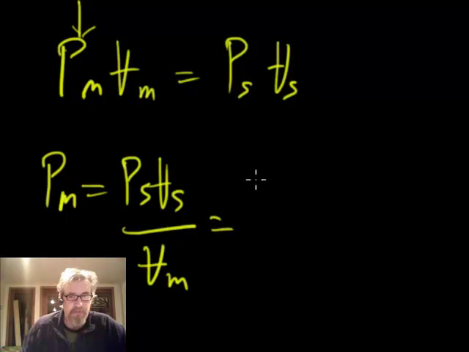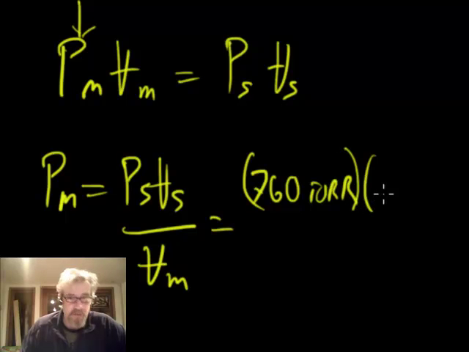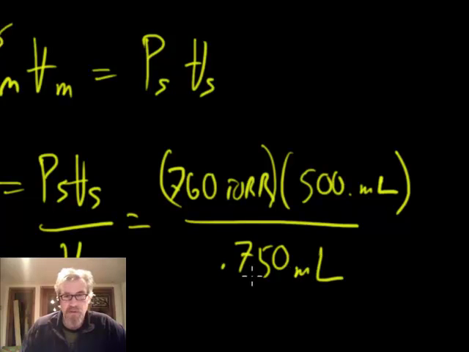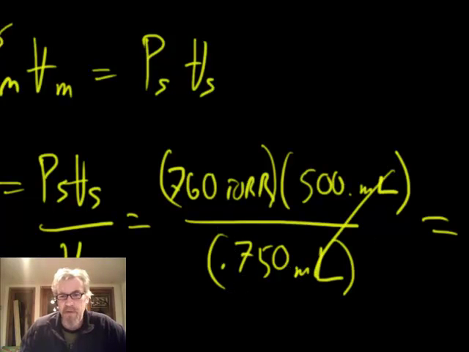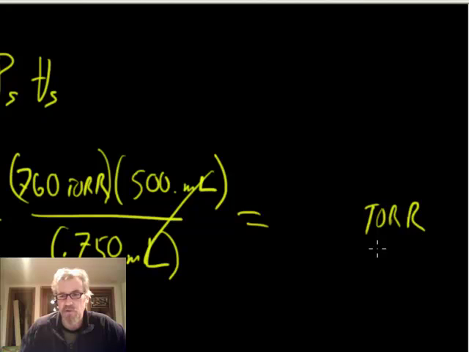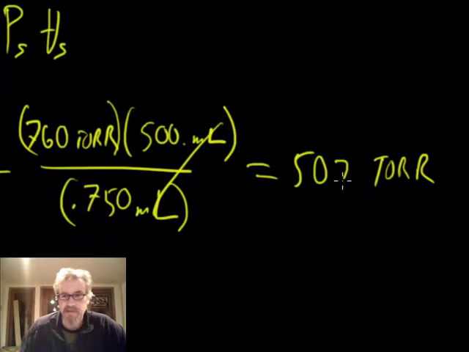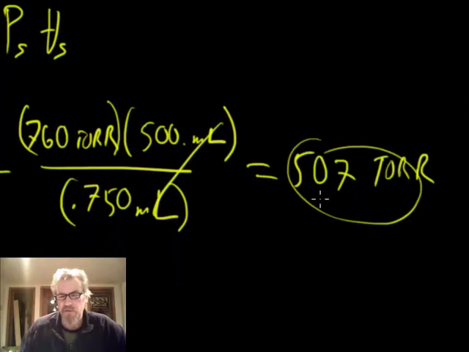So now we put numbers in there. Pressure at sea level was 760 torr. The volume at sea level was 500 milliliters. The volume on the mountain was 0.750 milliliters. And so milliliters drop out, and now we're going to get a pressure unit, which is good because that's what we're solving for. Do the arithmetic, you find out you have 507 torr. Six things might be off there.